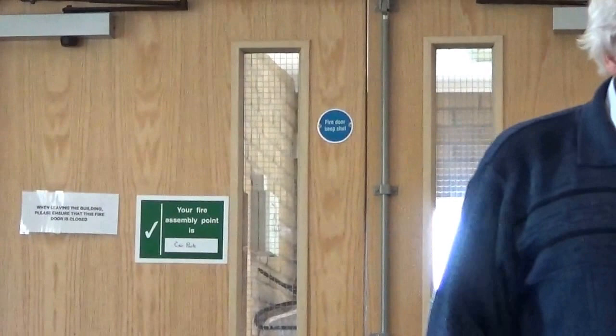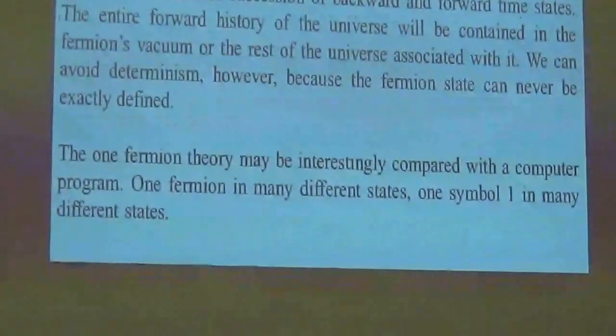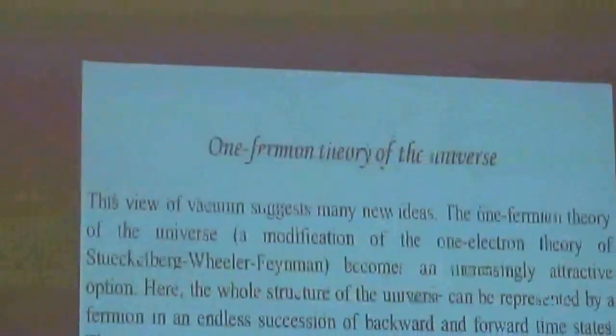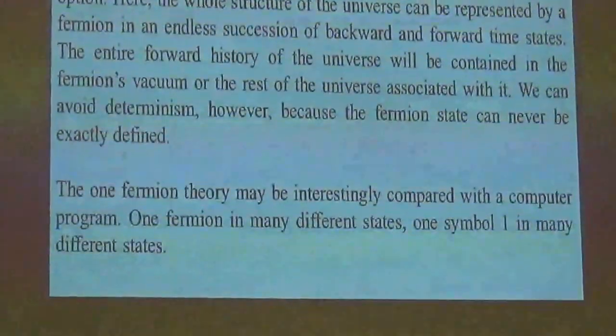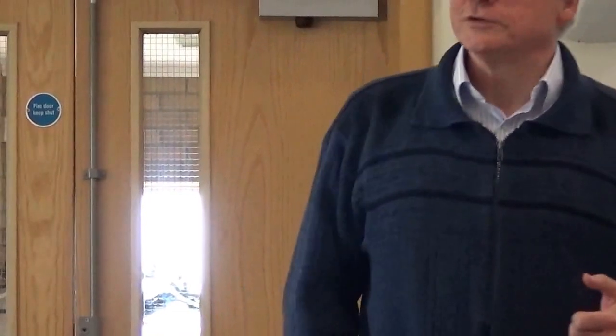And you can also compare the one fermion theory with a computer program. You've got one fermion in many different states, using the symbol one in many different states. A computer program uses a symbol one in many different states. So it's a very similar way of looking at things. Can you just read that last paragraph on the slide? Yeah, if in a computer program you've got one symbol in many different states, it's like in the universe you consider one fermion in many different states.